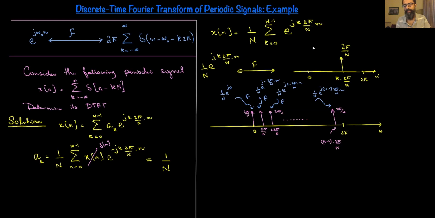And then of course, all of these chains of impulses periodically repeat themselves. So that's implicit. So this actually repeats itself because of the periodicity and so on and so forth.